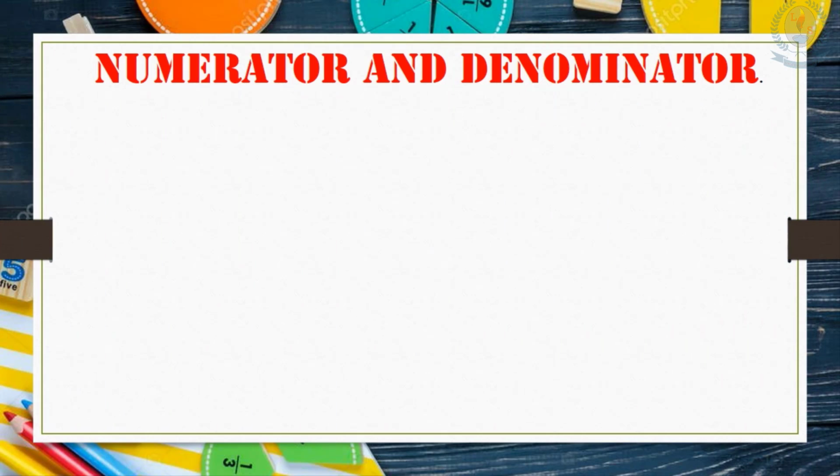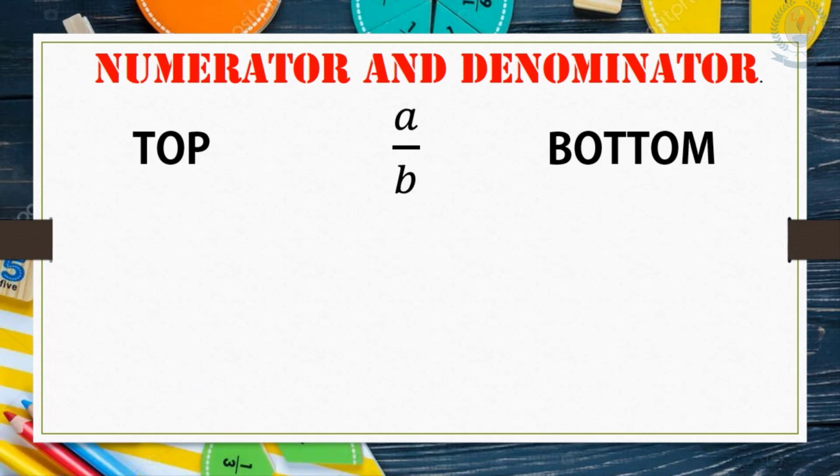Our next topic is numerator and denominator. Looking at a fraction, the numerator is the top part of that fraction. On the other hand, the denominator is the bottom part of the fraction. So, if we are looking at the fraction a over b, now this is confusing. Here's the trick to remember.